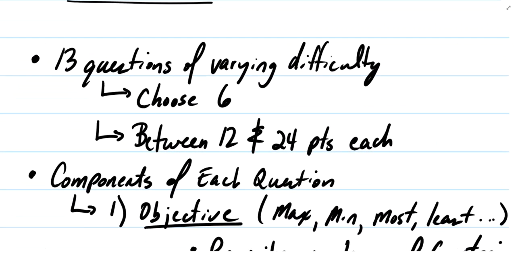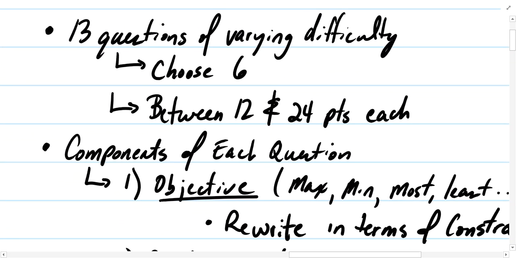Now, on the test Friday, I had mentioned this before, but I'll clarify again. There are 13 questions of varying difficulty, and you'll choose 6 to be graded. You can complete as many as you'd like in the 90-minute time frame, but I'm going to ask that you choose 6 of them for me to score. Each question is worth between 12 and 24 points, and so the combination of problems that you attempt should sum to at least 100 points.